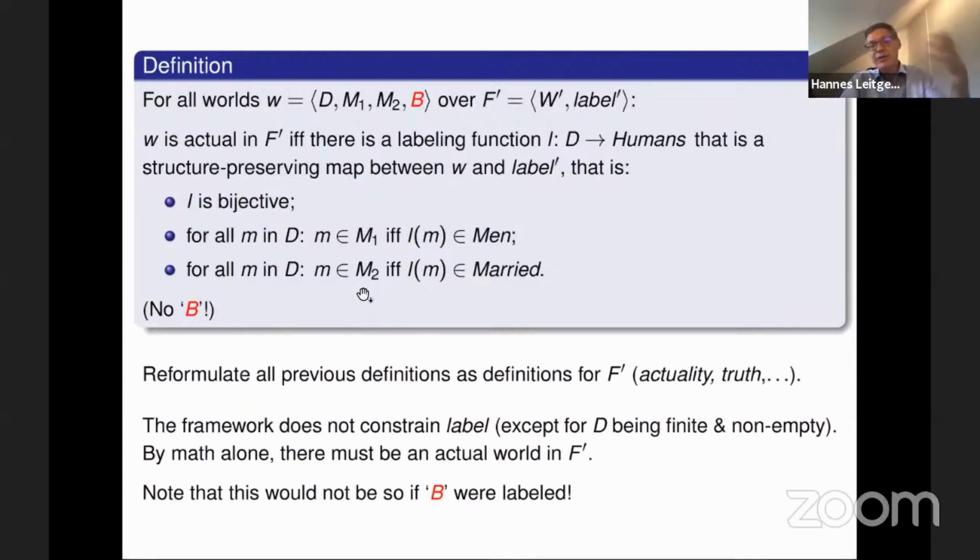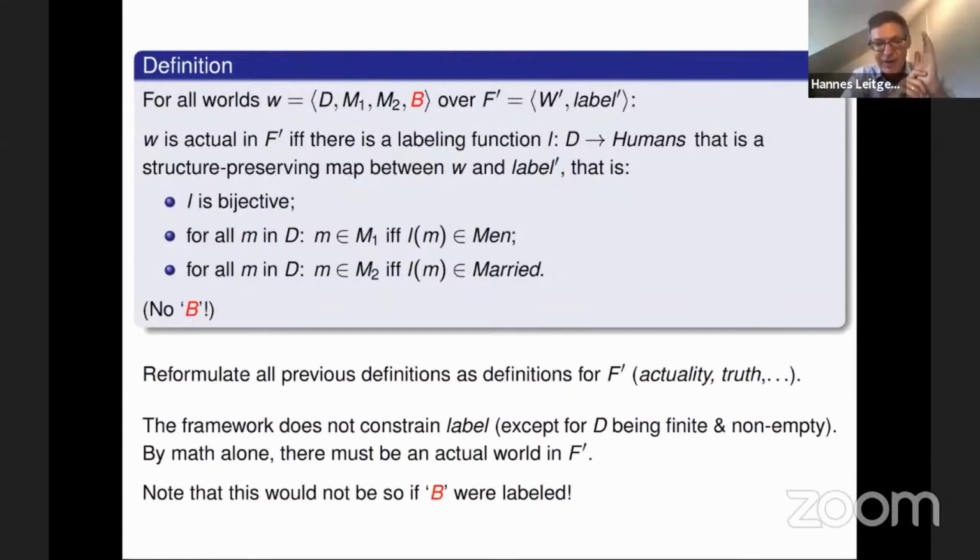Then I introduce the previous definitions of truth for propositions and so on. And again, accordingly, that B component will not play any role whatsoever in the truth condition for propositions. For that reason, again, the framework does not constrain the labeling structure at all, because I still run through all the combinatorial possibilities with respect to those parts of my worlds that I actually compare to the real world, as it were, to what I want to think or talk about, namely the labeling structure.